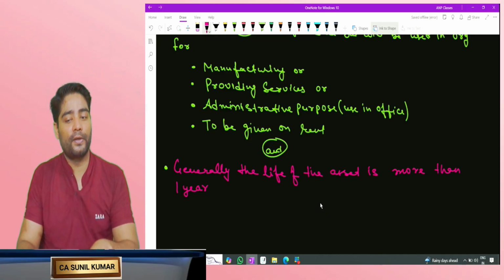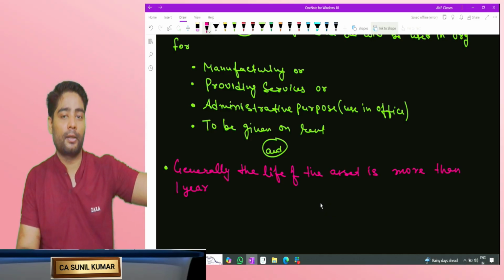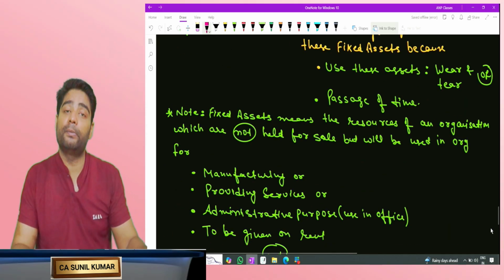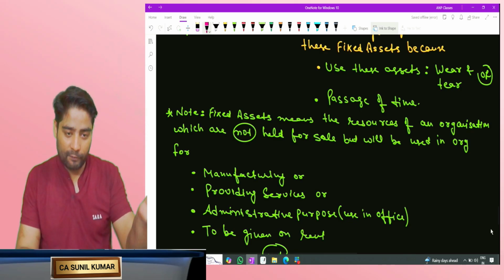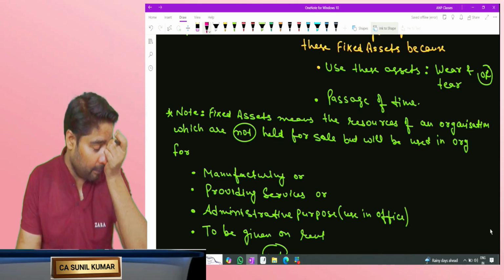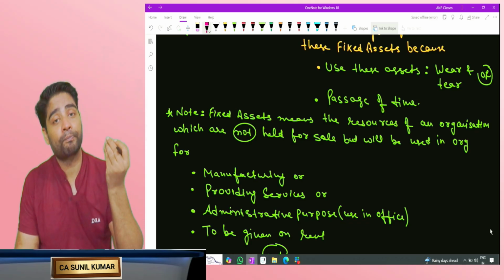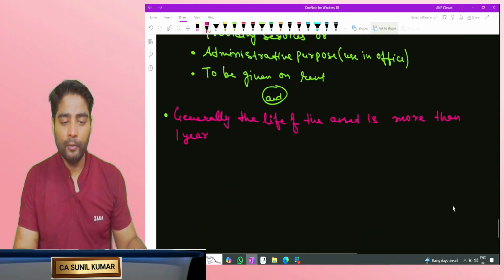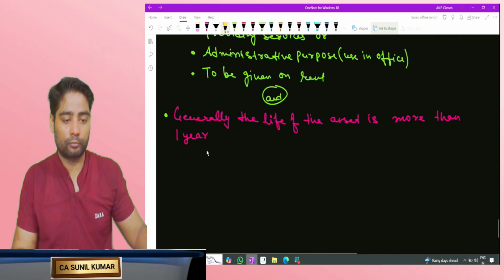So the life that the manufacturer fixes, if it is more than 1 year, then the asset will be our fixed asset. But if it is less than 1 year, then this asset will become our current asset. Okay, write down concept number 4.